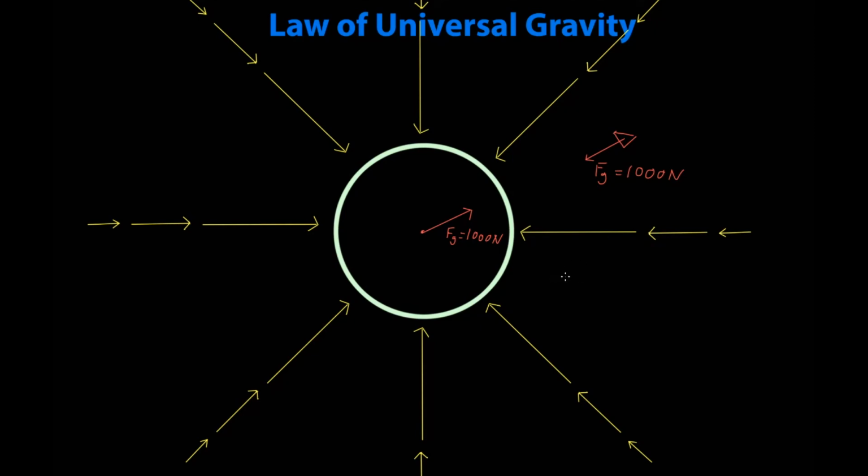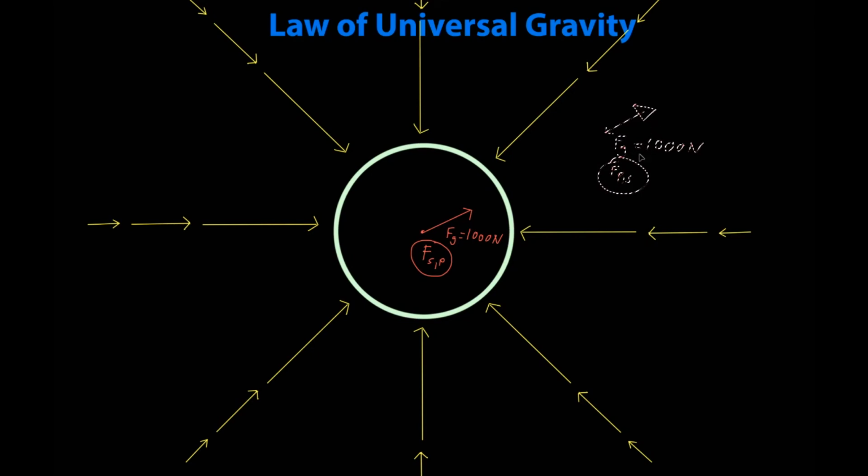These are third law pairs. Technically, this is force planet on ship, and this is force ship on planet. These would actually be more appropriate designations here now, because they are third law pairs. And if one changes, the other one changes with it. One cannot exist without the other.